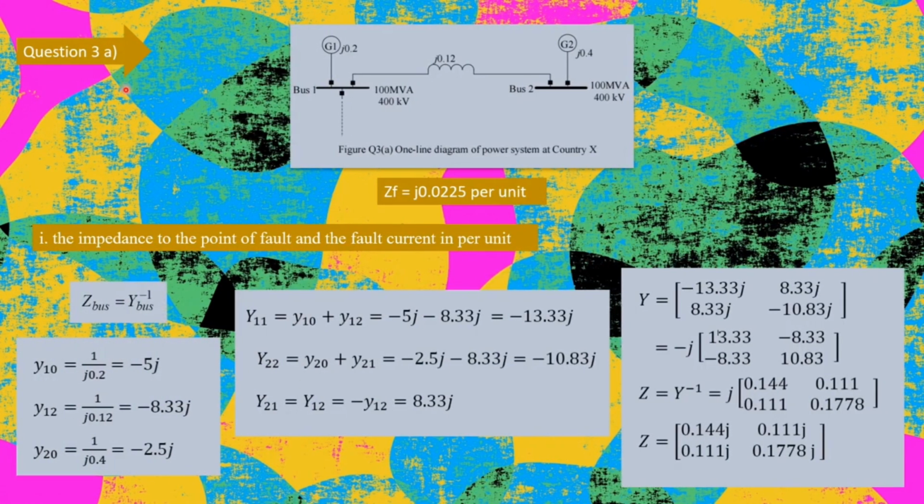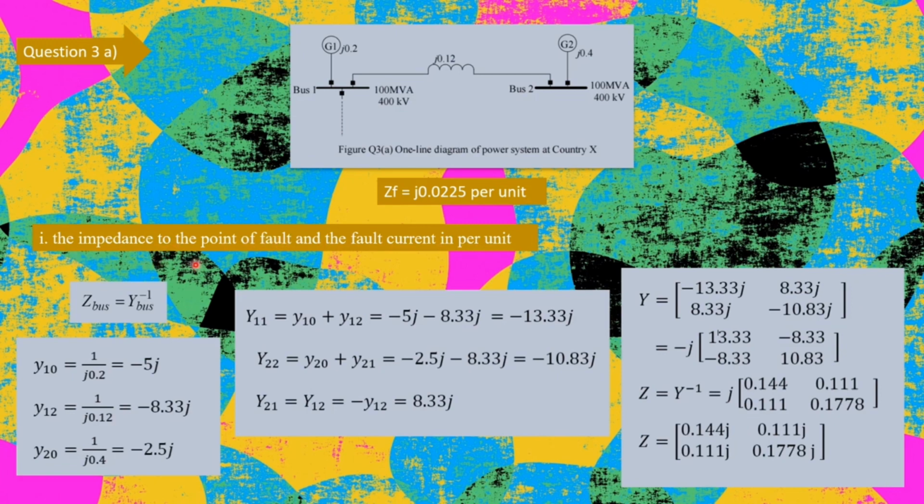Question 3a. Figure Q3a shows a one-line diagram of the power system at country X. Given ZF is equal to j0.0225 per unit. We are required to calculate the impedance to the point of fault and the fault current in per unit.